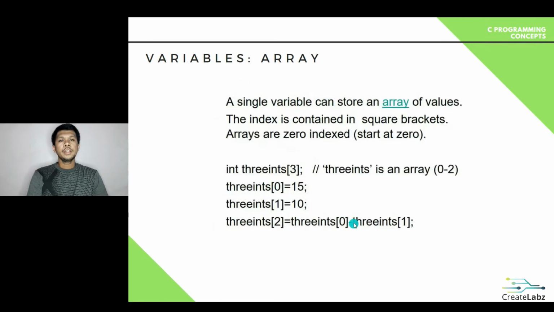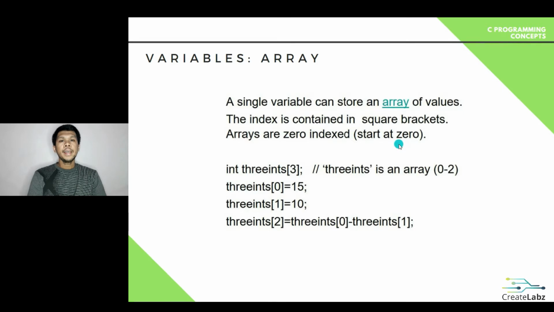A variable can contain a single value, but a variable can also contain multiple values. This variable is called an array. You will know that it is an array because it has an index, indicated by square brackets. The index identifies the number of elements or values that the array contains. For example, if it has 3 as index, it means that it has 3 values.